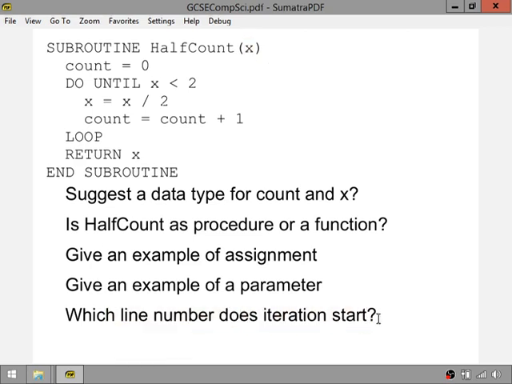Which line number does iteration start? So here is your iteration highlighted. It starts on this line, so that is line number 3.